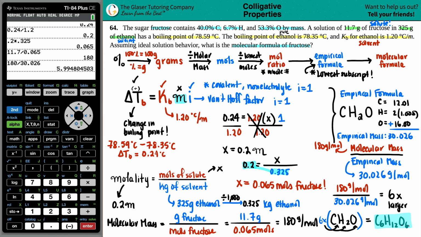If you guys have taken biology, biochem, but that would probably be after this course if you are taking biochem. Fructose is a simple sugar, C6H12O6. It's a monosaccharide. It is the predominant sugar that's found in fruit. So fruit, fructose.